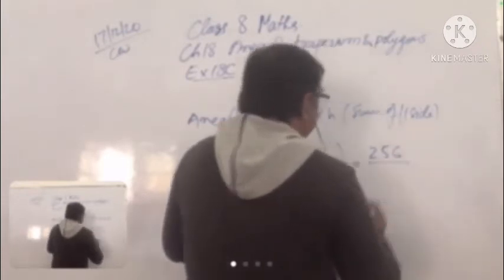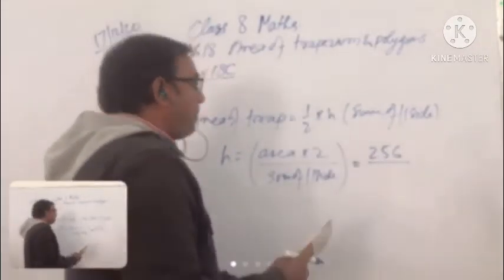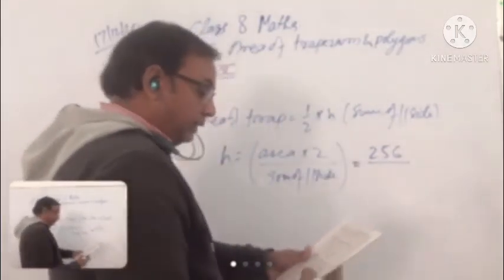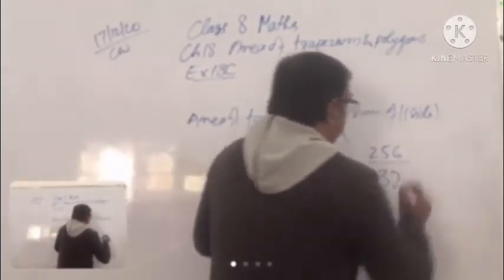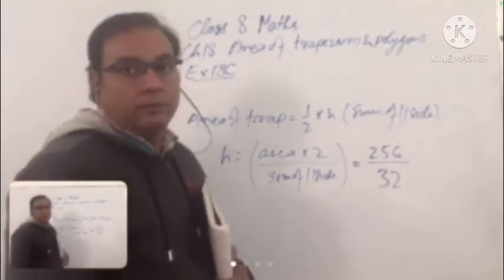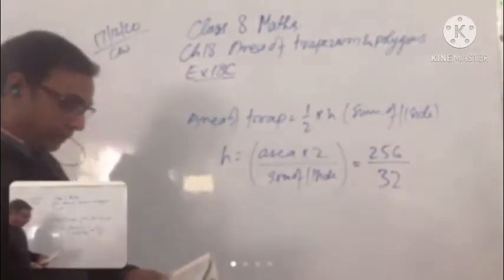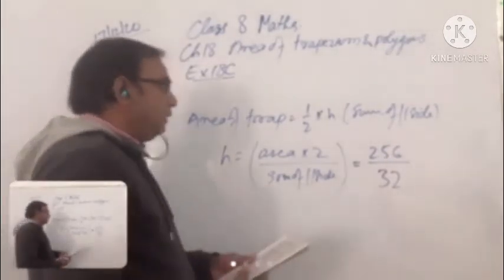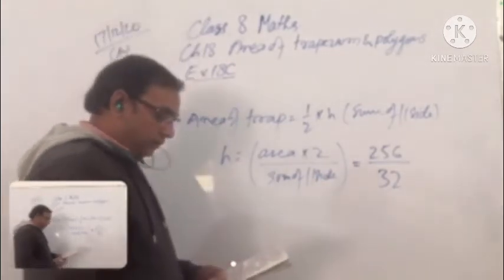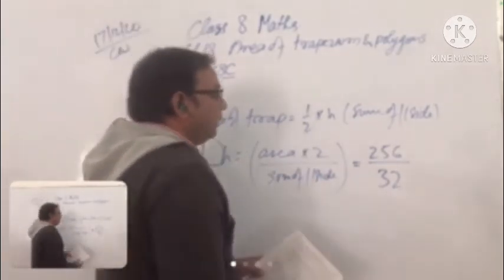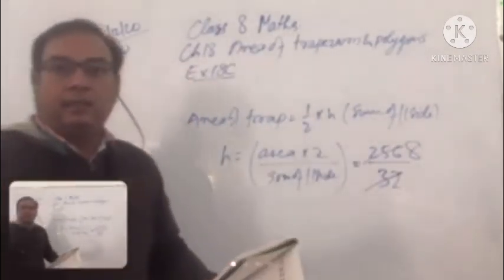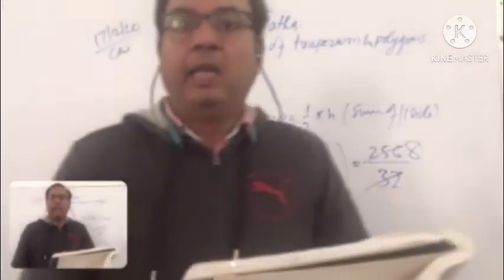And what is the total, Manjeet? No, 19 plus 13. Yes. Okay. Now Ria, divide it. 256 upon 32 is equal to. Please wait. It's very simple. 8. Yes, 8 is the answer. Clear? Option C is the answer.